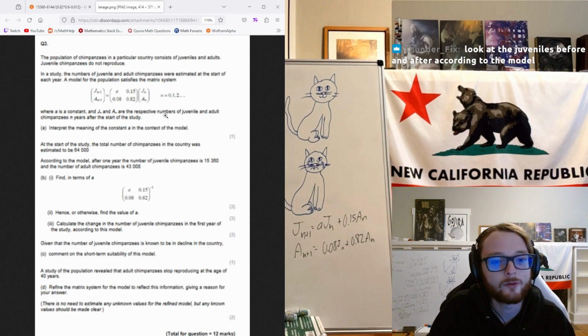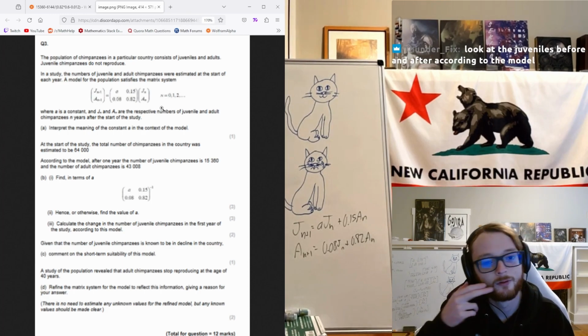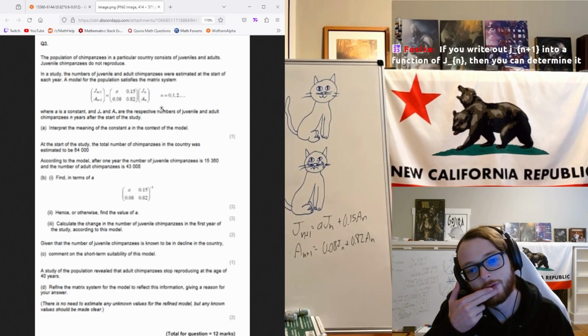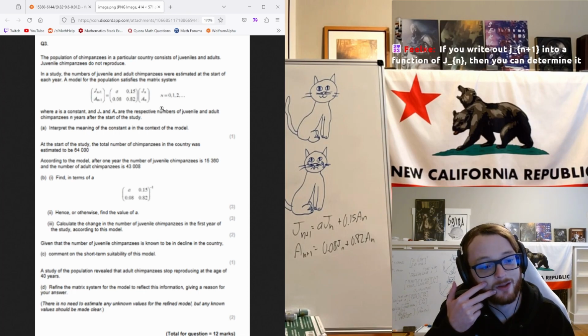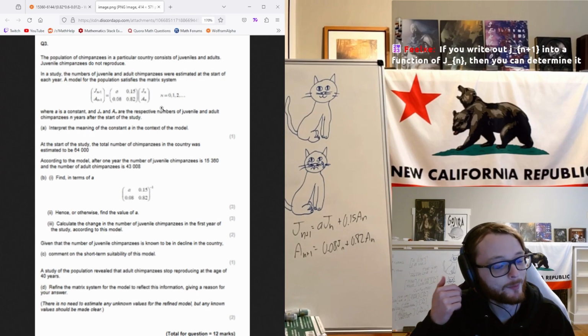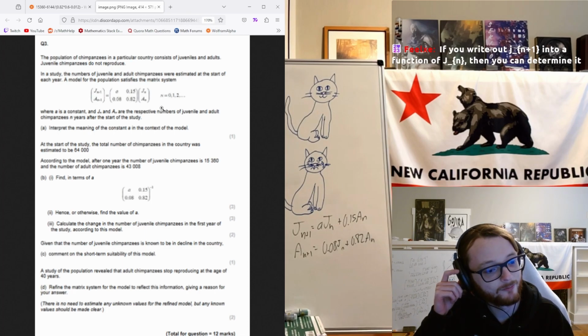Well, okay, so for juveniles, they're changing with 0.6 times last year's juveniles plus 0.15 times last year's adults. It seems like it's going to be decreasing a lot. Those are not very high. I mean, 0.6 is a decently high percentage, but 0.15 is very low. And 0.6 is still a pretty hefty chunk taken out.